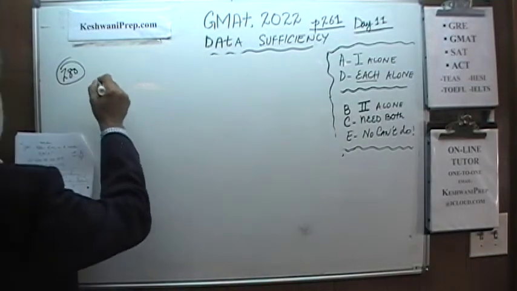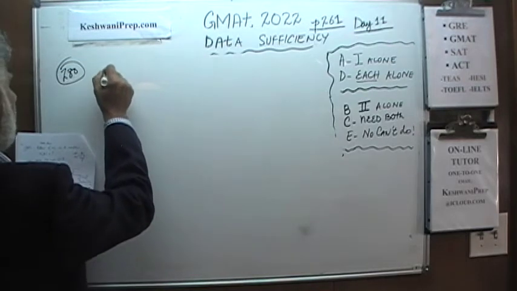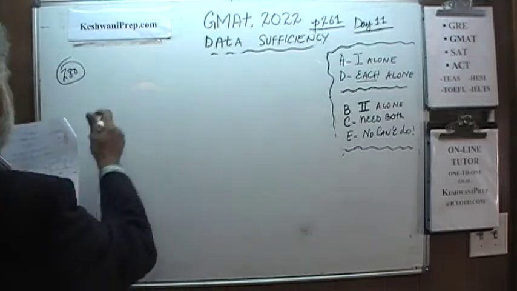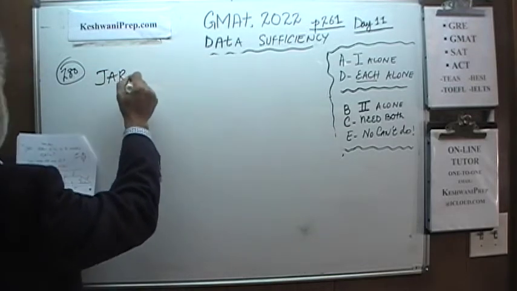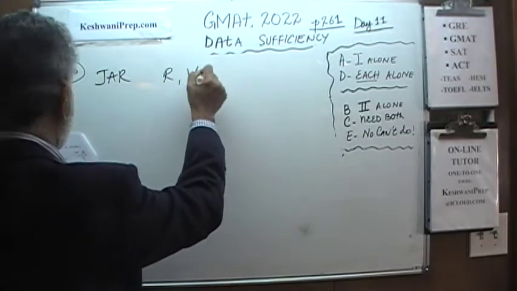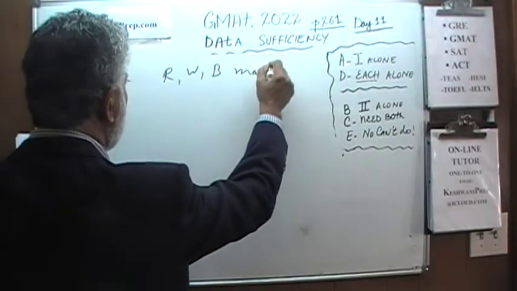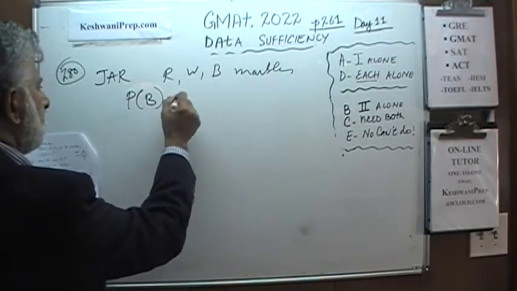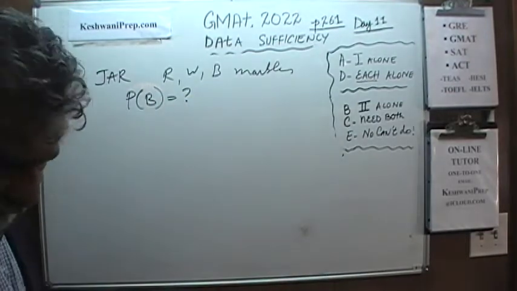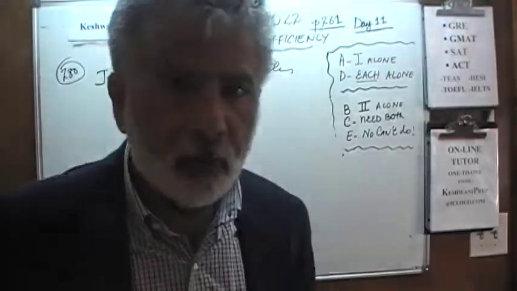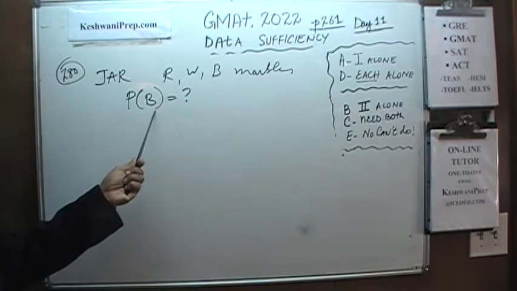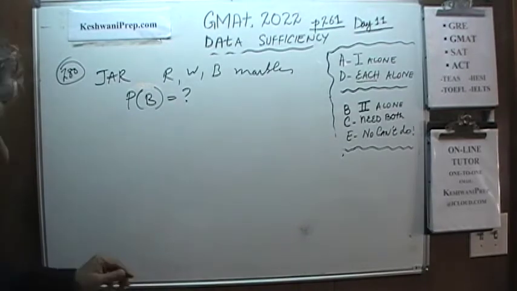280. We're told that we have a jar which contains red, white, or blue marbles. What we want to find out is, if we were to pick one marble at random from this jar, what are the odds that the marble that we pick at random is blue? Let's see what they tell us.